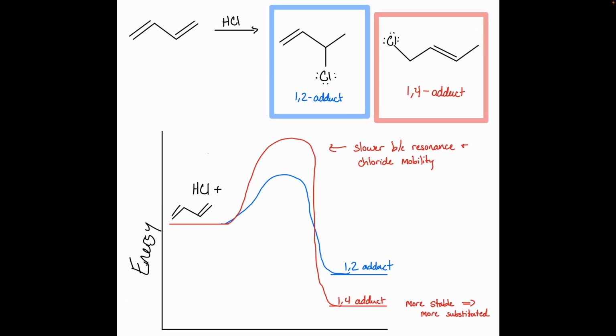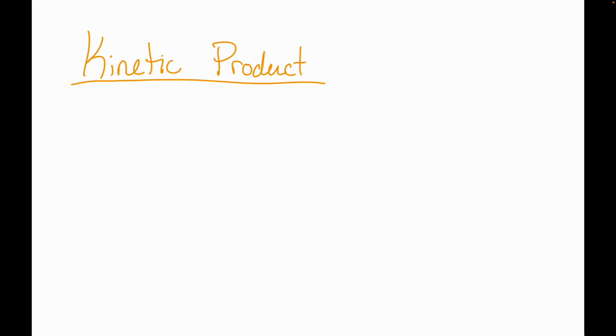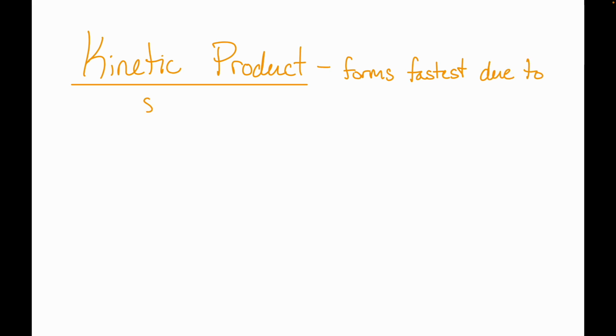All right, so we have these two different products that we could form here. Again, we said that temperature will give us one versus the other. We have what we call our kinetic product. Your kinetic product is the one that forms the fastest, due to smaller activation energy.